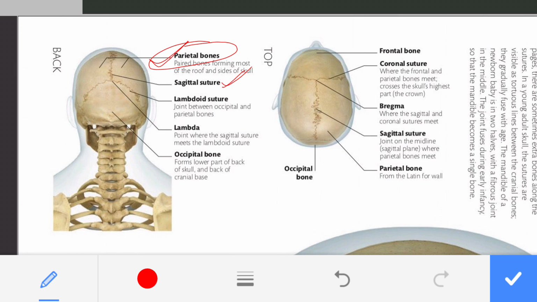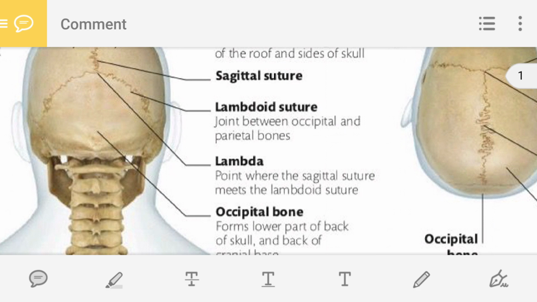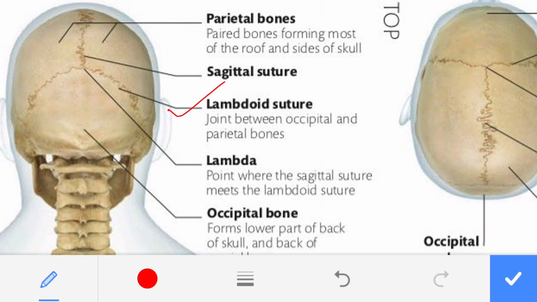Then the lambdoidal suture. I am zooming. So this is the lambdoidal suture, and where is it present? It is present between the occipital and the parietal bone. This information you need to remember. And the lambda point. What is the lambda point? The lambda point is where the sagittal suture meets the lambdoid suture.